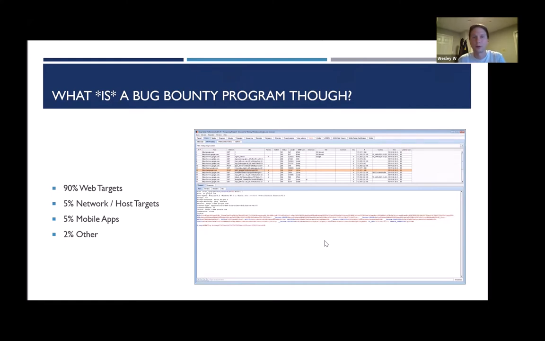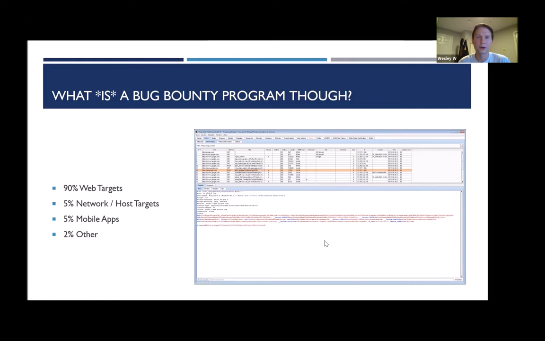Sometimes it's network or host targets. So sometimes it is a lot more like a pen test. Occasionally they'll give you internal network access. Often it's just internet access to get access to the targets. So you're at no more of an advantage than anyone else that might be trying to break into a company.